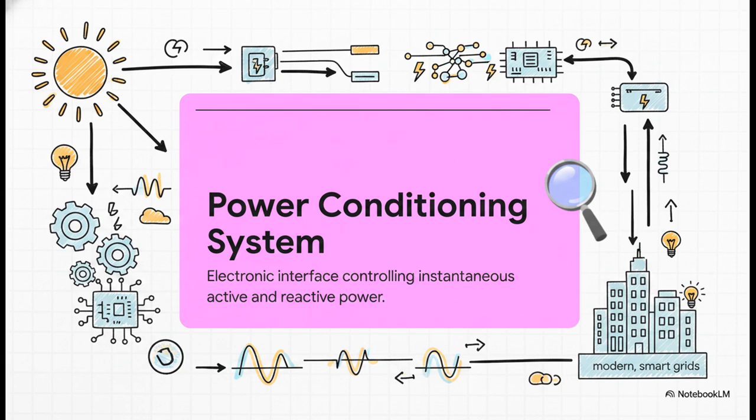But here's what makes it an absolute game changer for modern smart grids. With the right setup, it lets the system simultaneously and independently control both the instantaneous active power, which is the usable energy, and the reactive power, which is what keeps the grid stable.